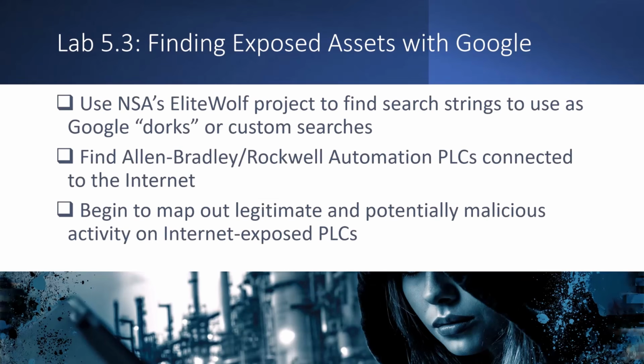So Lab 5.3 is going to walk you through that process. You're going through the EliteWolf GitHub page, going through the text file of Snort signatures, and then using those URLs as search strings or Google dorks. These are pre-canned Google searches that we can use to look up and find exposed assets on the internet. So I have a lot of fun with this, and hopefully you will too.